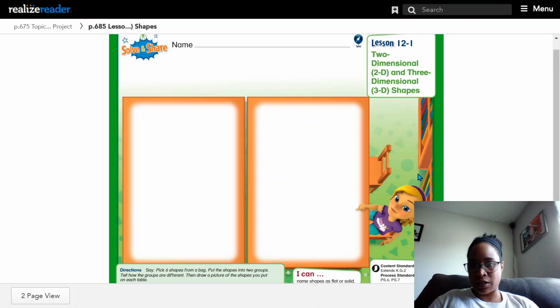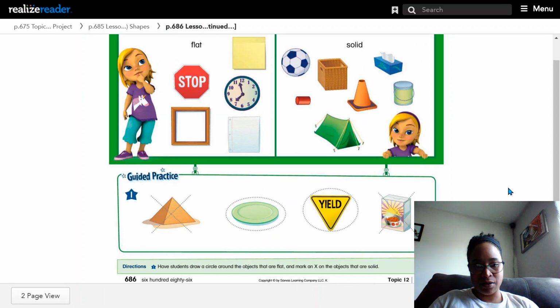Okay, so it looks like on this page they want us to decide which shapes are flat and which shapes are solid. So again, our flat shapes are our 2D or two-dimensional shapes, and our solid shapes are our 3D or three-dimensional. Flat shapes, we can only see one side. Our solid 3D shapes, we can see more than one side. So it looks like they helped us out here. Right here we have what looks like, I think it's a plate. Yeah, and that is the shape of what?